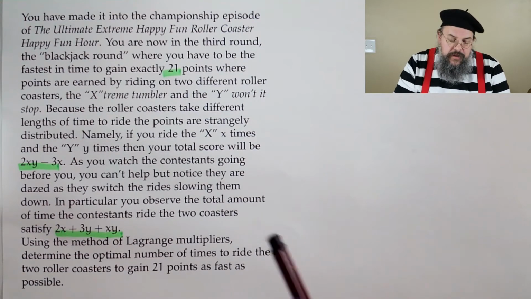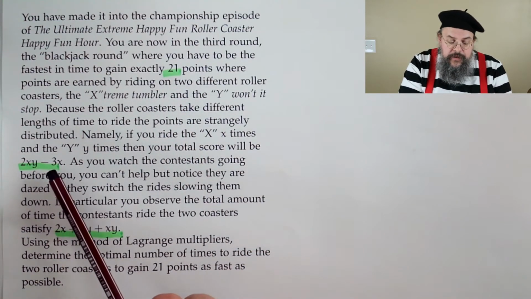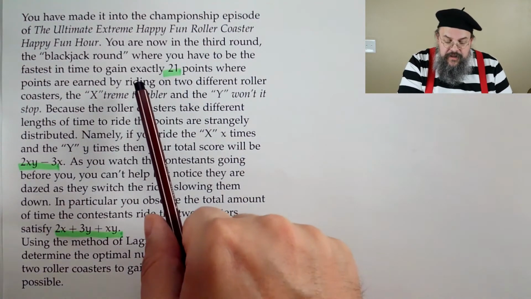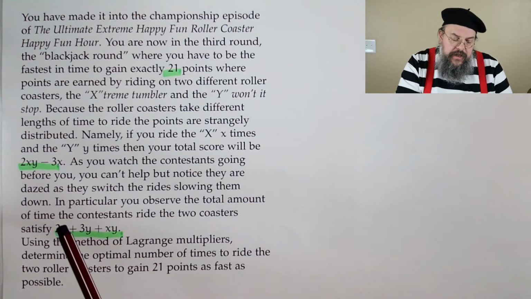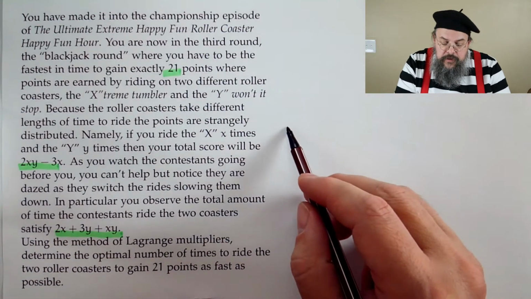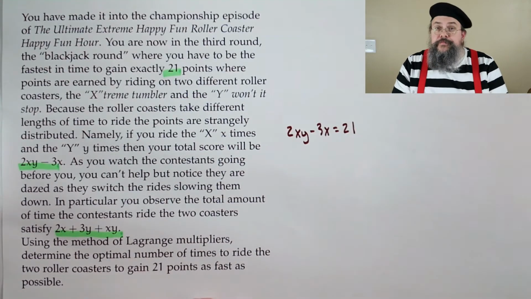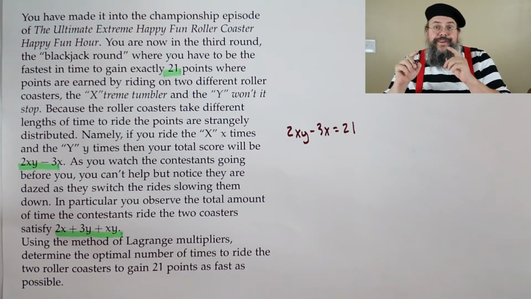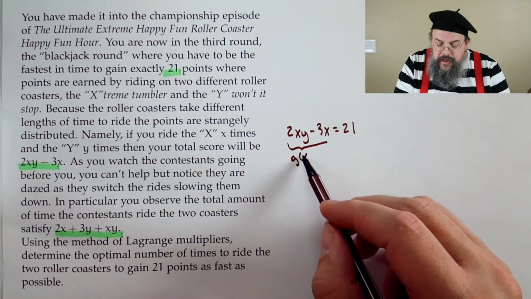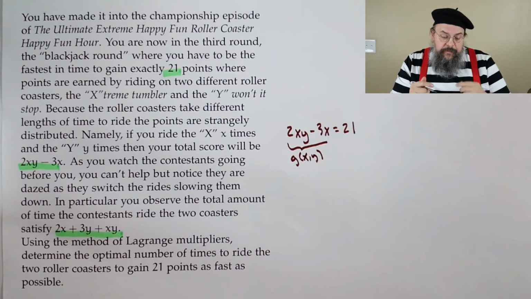Well, remember, we have to get to 21 points. That's the score. And this is an equation for the score, 2xy minus 3x. So we need to get to exactly 21. See, it says the word exactly. And we say, all right, if we need to get exactly 21, that says we need to have 2xy minus 3x equals 21. This is our constraint, right? Because it's our function of xy equal a constant. All right, good. We've identified the constraint.